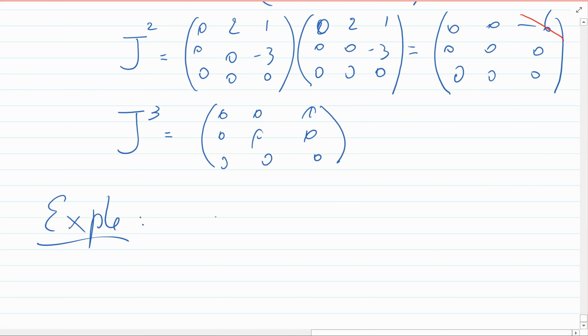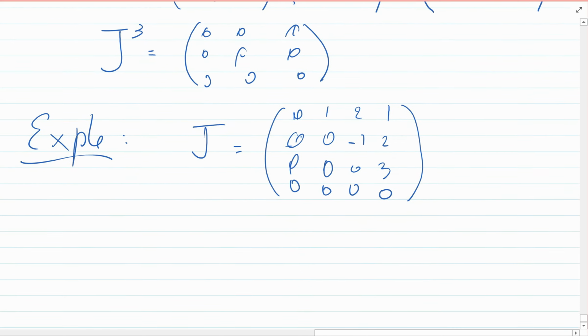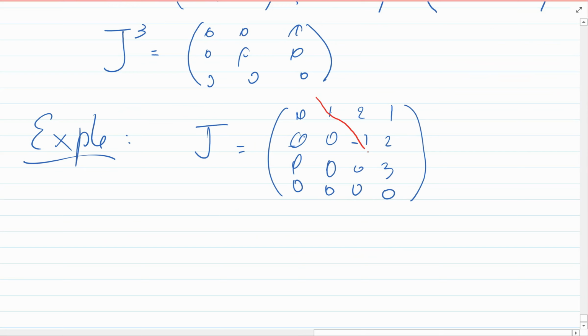So if we take J equal 1 minus, 0, 0, 0, 0, and 1, 0, 0, 0, 2, 0, 0, 0, minus 1, and 1, 2, 3, and 0. So if we take a 4 by 4 square matrix, which is a Jordan matrix, then if you look at here, this is the line above the diagonal, and that's what defines J.